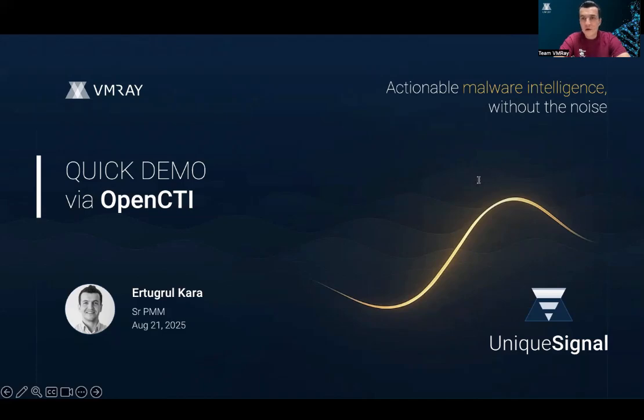I would like to kick things off with the basics. UniqueSignal is a threat intel feed that's laser focused on one thing, malware. We're not trying to be everything to everyone. We specialize in behavior-based, evasion-resistant VMware sandbox analysis.